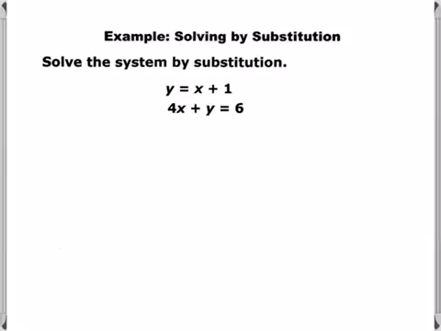Example 2, we have the equation y equals x plus 1 and 4x plus y equals 6. The first equation already tells us what y equals. It equals x plus 1. So we're going to take what y equals and sub it in for y in the second equation. So we have 4x plus x plus 1 equals 6.